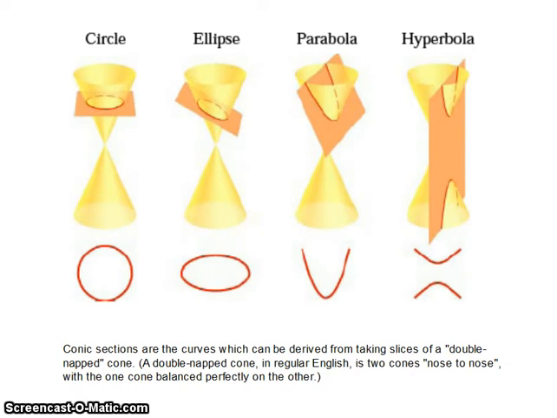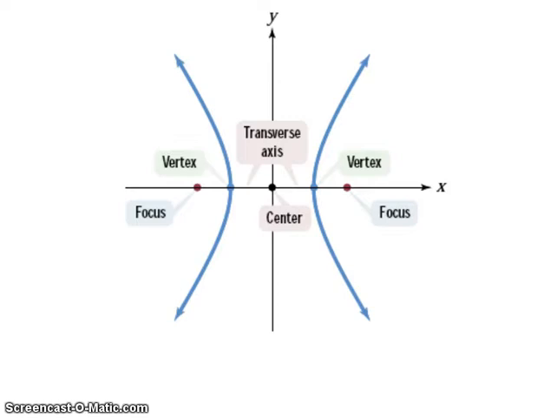If you take a double napped cone and intersect that double napped cone with a plane, then one of the resulting shapes is a hyperbola, where we have essentially two parabolas facing away from each other. A hyperbola has what's called a transverse axis. The transverse axis contains the focus points, which are in the cup of the parabola, and the vertices of the parabolas along with the center of the hyperbola.